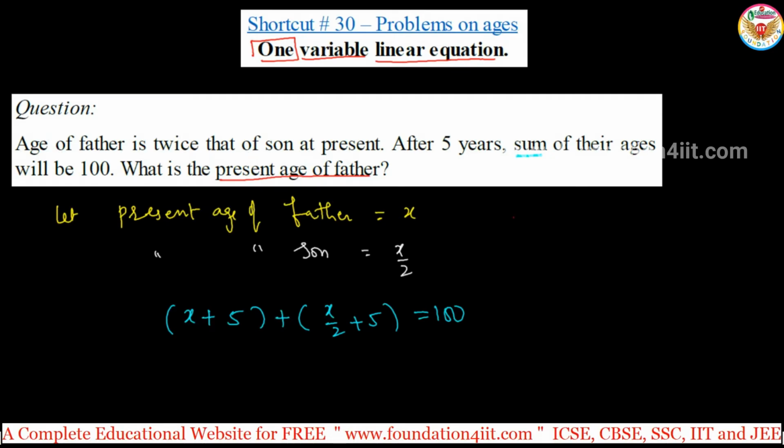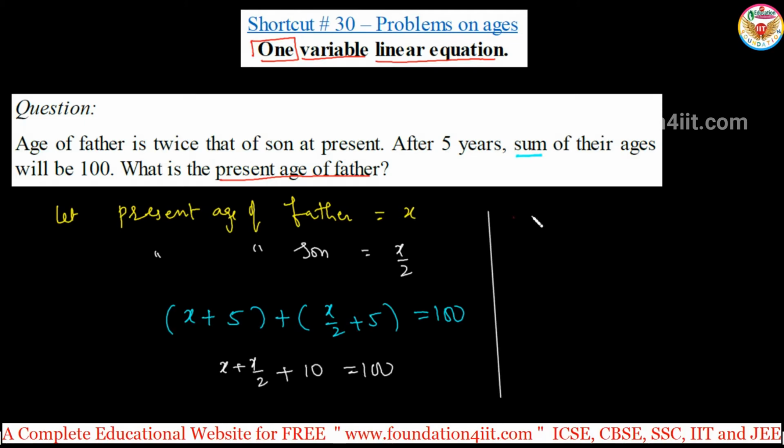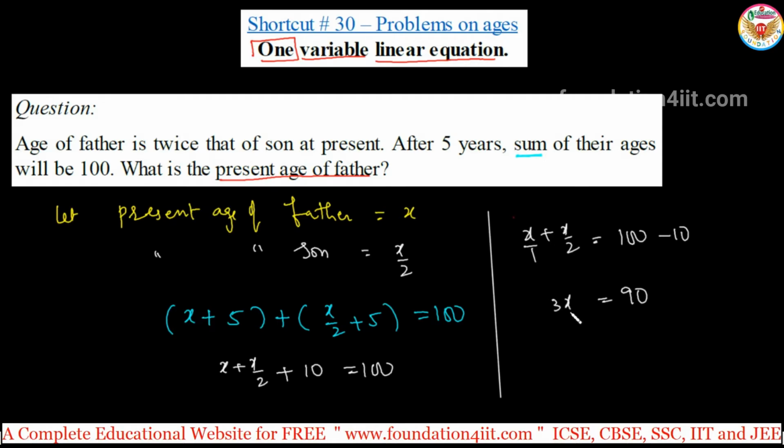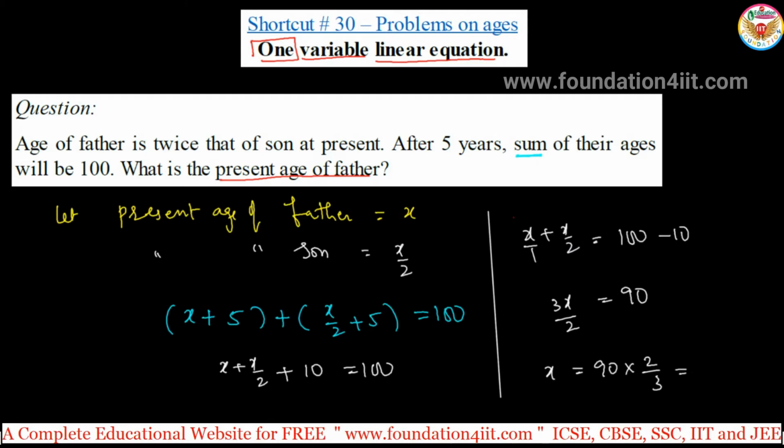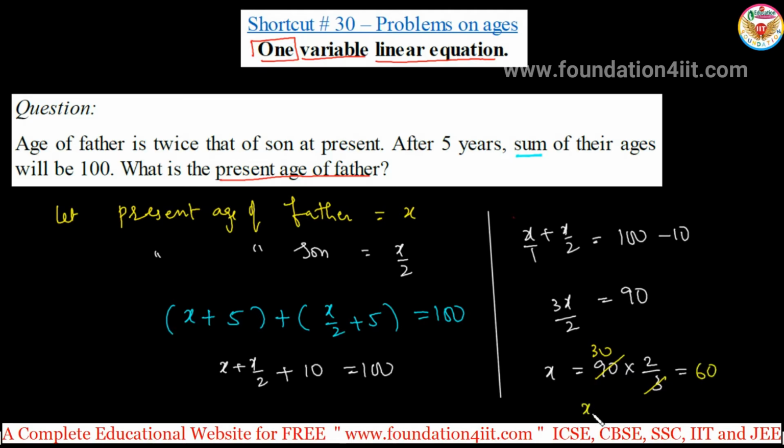That is only the present age of the father. Just frame it: x plus x by 2 plus 5 plus 5, that is 10, is equal to 100. Taking the terms to one side: x plus x by 2 equals 100 minus 10. The right side is 90, and on this side we take the LCM, x by 1. So 2x minus x, that is 3x divided by 2. Then x equals 90 into, transposing 3 by 2 to the other side, 2 by 3. You can simplify this now: 3 ones are 30, 30 into 2 is 60. So the x value we got is 60.